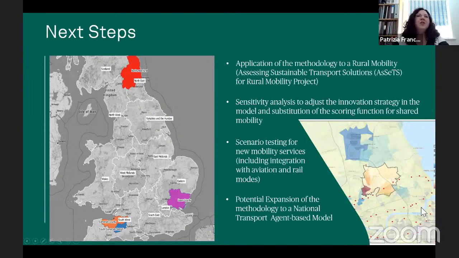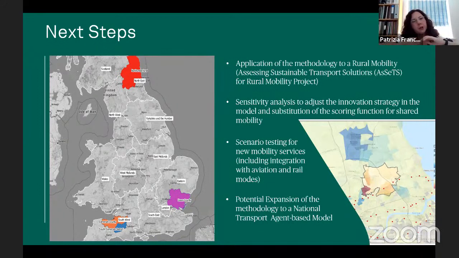And we are generating three case studies in three different areas: Northumberland, Somerset, and Essex. These three case studies are different in density of population, but also public transport provision. And they have different types of relationship with the urban areas. So for example, for Northumberland, we are going to focus on the relationship that they have with Tyne and Wear.